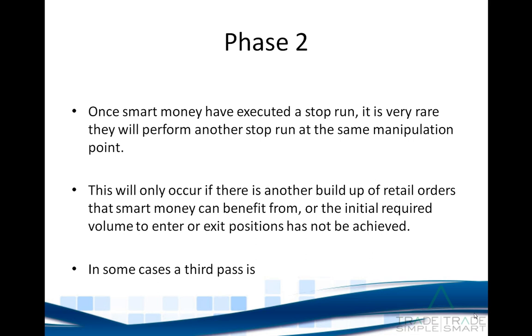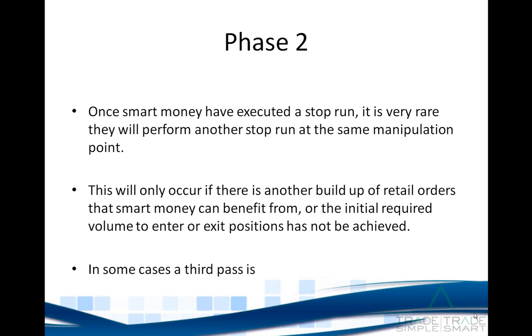If they perform a stop run at a particular level, they may come away from this level, wait for another build-up of orders in and around the same level, whether this be stop losses or pending orders, and once they see another build-up, they may make a second pass at the level.